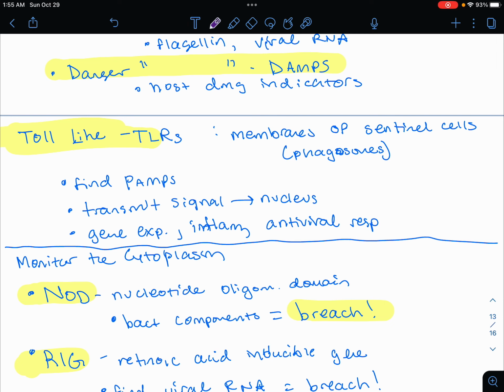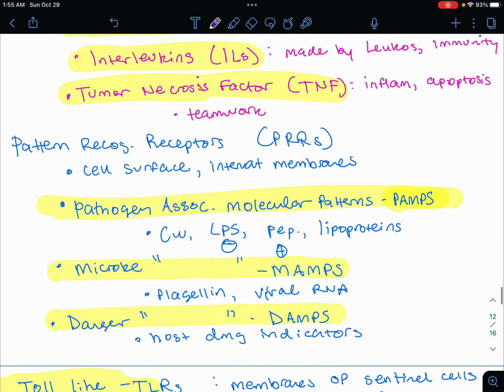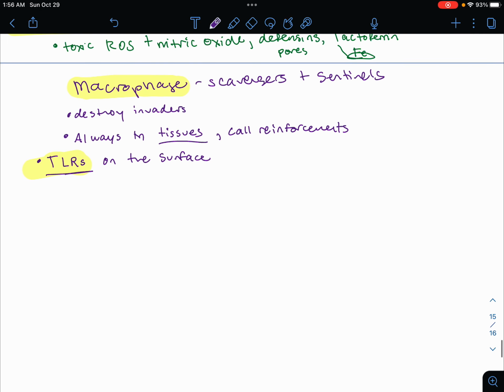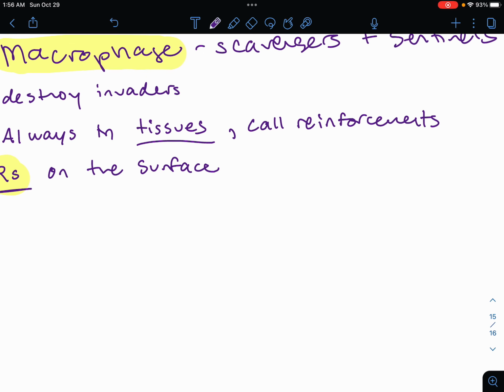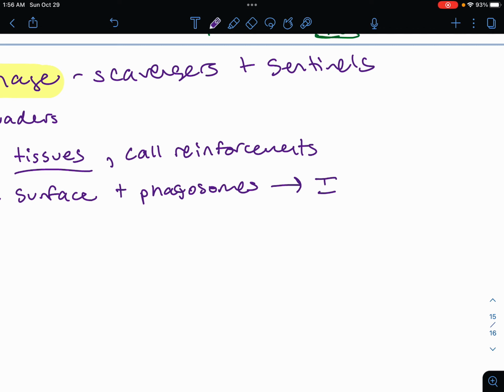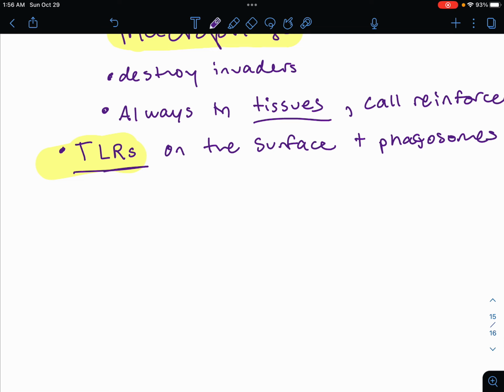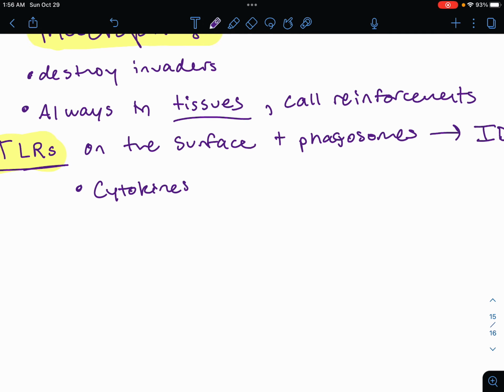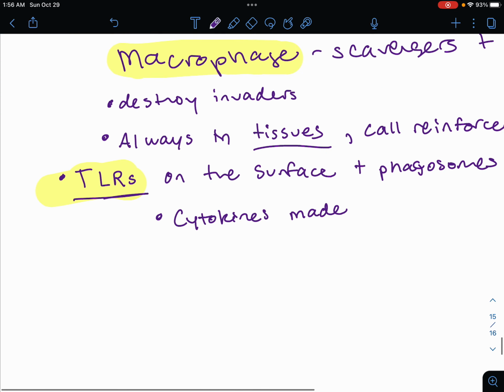They're not in the cytoplasm. They're monitoring the outside. They're finding those PAMPs. Remember the pathogen-associated molecular patterns like the LPS or the peptidoglycan. Okay, so they're going to be also in the phagosomes. And these are going to ID invaders. Like we said, they're going to be looking for those PAMPs. The cytokines, the voices of the cell again, are going to be produced as the response.